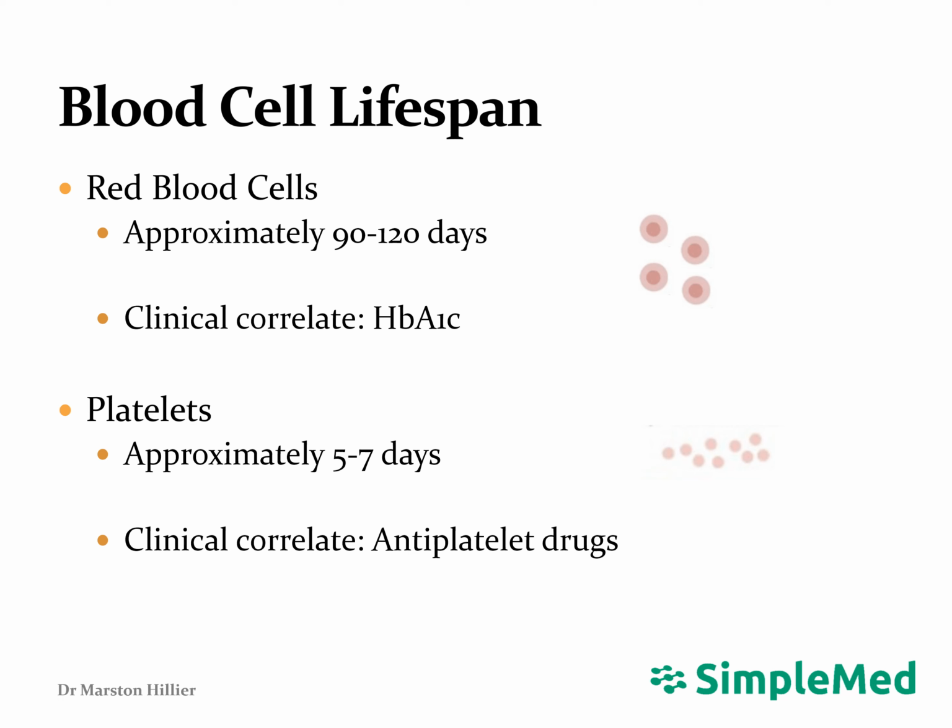Let's talk about blood cell lifespan. Red blood cells have a usual lifespan of approximately 3 to 4 months. As we have discussed previously, they are produced in the bone marrow and destroyed in the spleen. It is relevant to know the lifespan of red blood cells. A commonly utilised laboratory test for the diagnosis and ongoing management of diabetes is the HbA1c blood test.